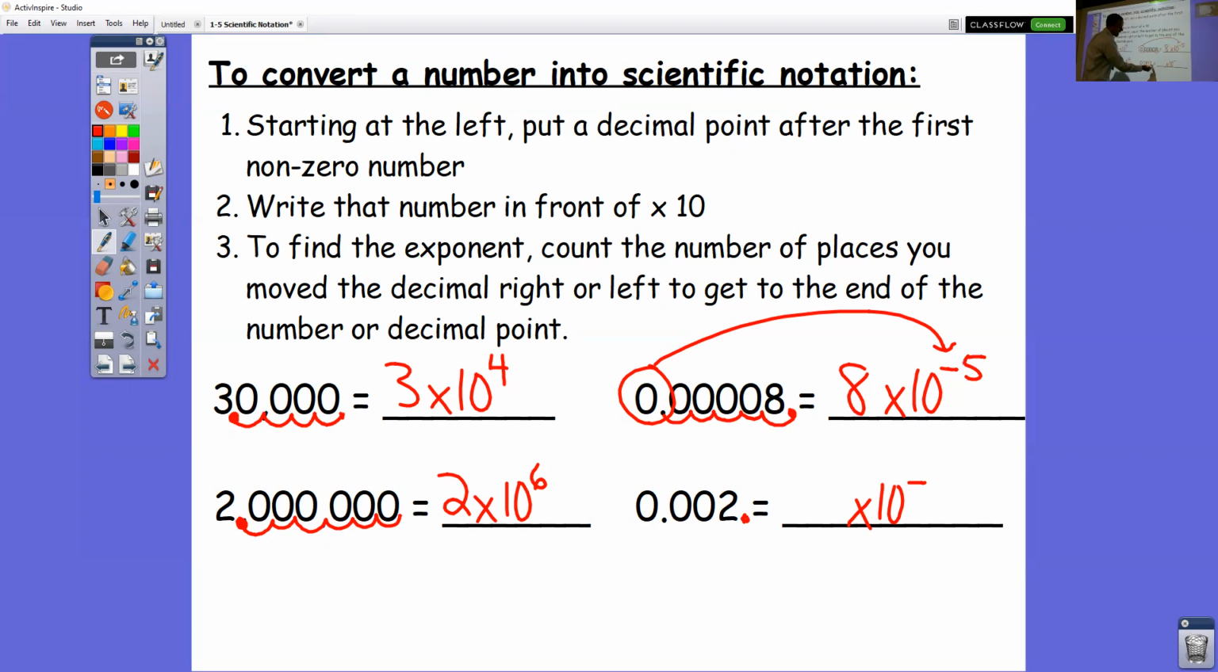Put a decimal point after the first non-zero number, so after the 2. Write that number down in front of the times 10. And then 1, 2, 3 places to get back to your original decimal point. So that is times 10 to the negative 3rd.